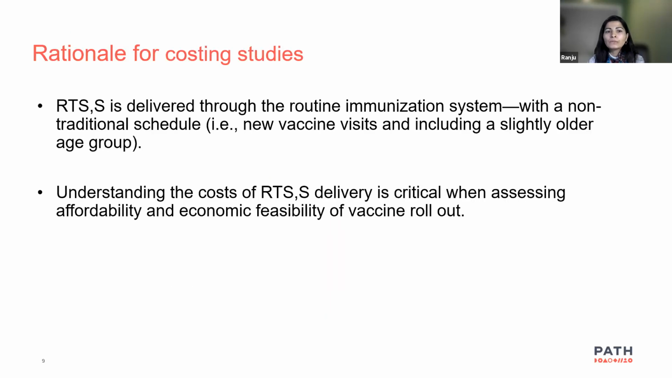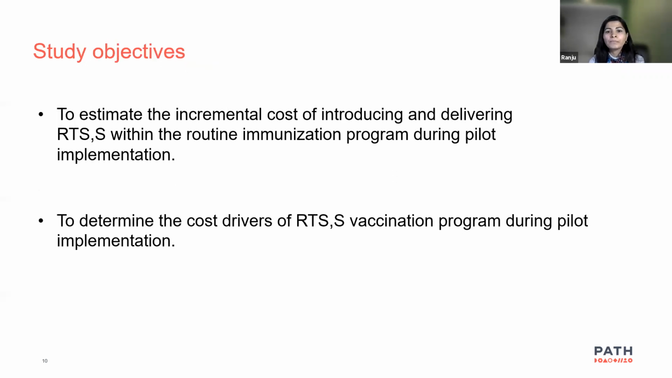So now moving on to the costing study itself. Although the RTS,S was being delivered through the routine system, the delivery required at least 1 additional new visit in these countries, and it included a slightly older age group, that is vaccinating in the 2nd year of life as well. So understanding the cost of RTS,S delivery was therefore important to assess the affordability as well as the feasibility of implementing this vaccine, and to understand basically the economic feasibility of the vaccine rollout more generally.